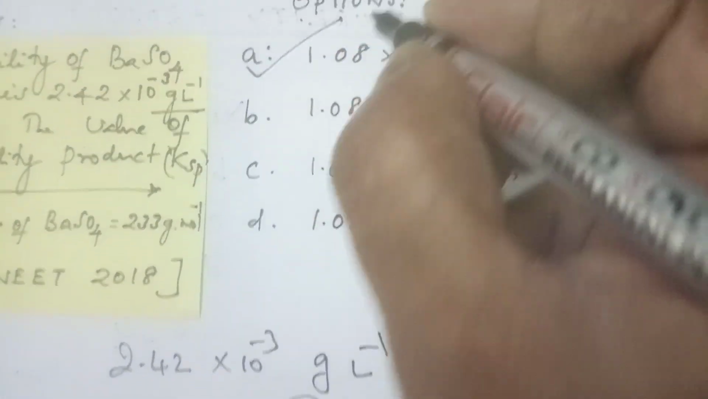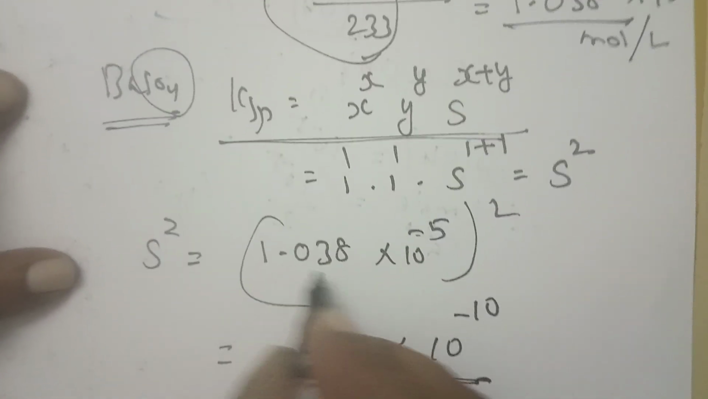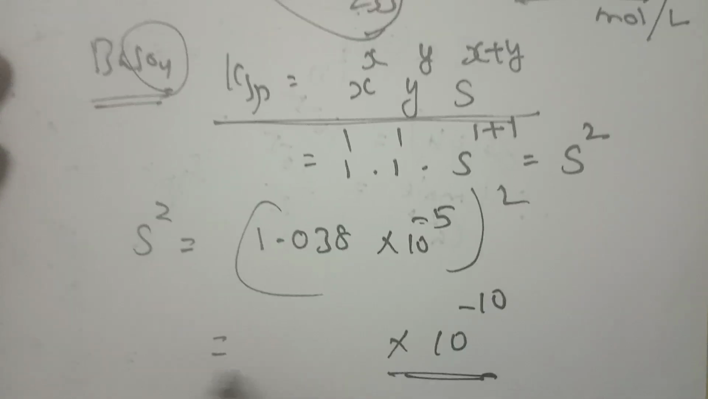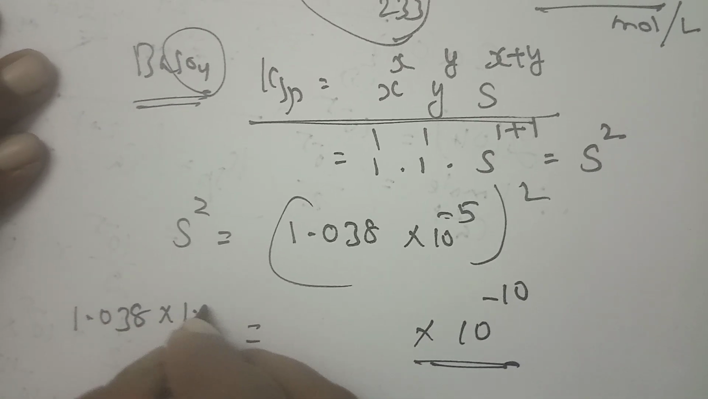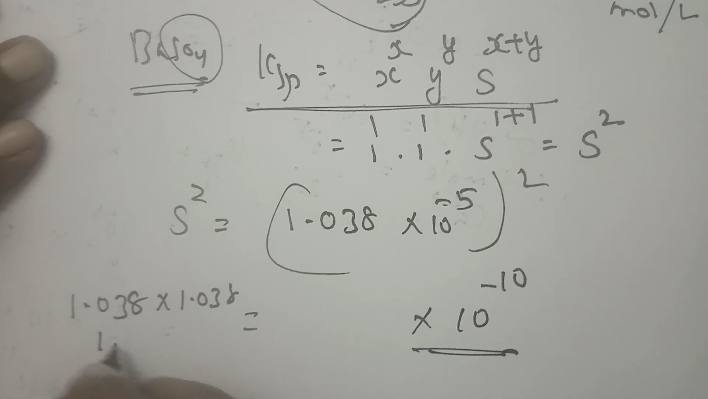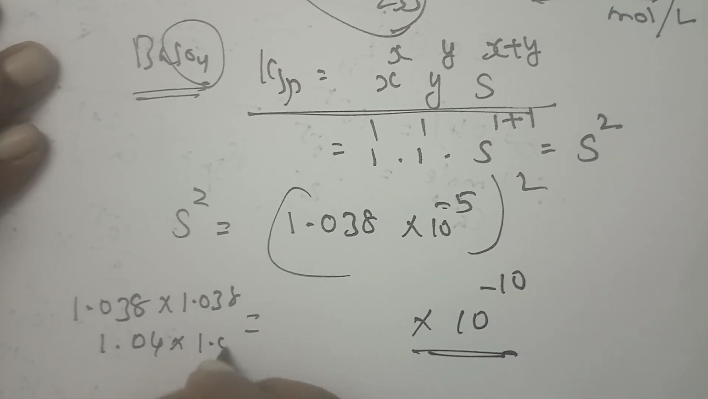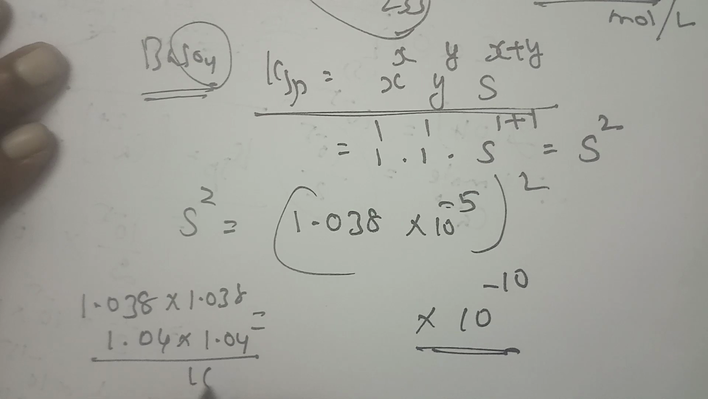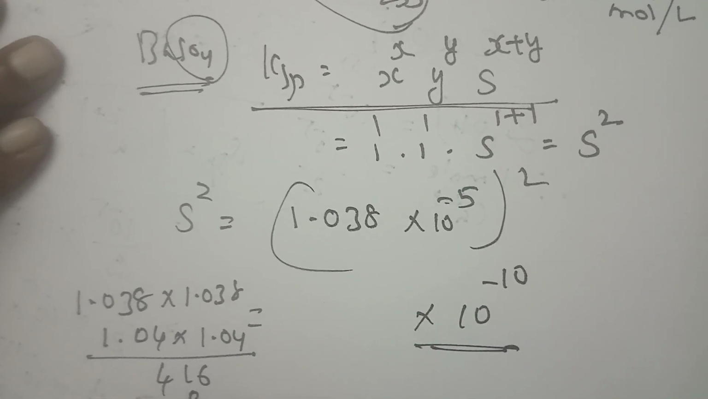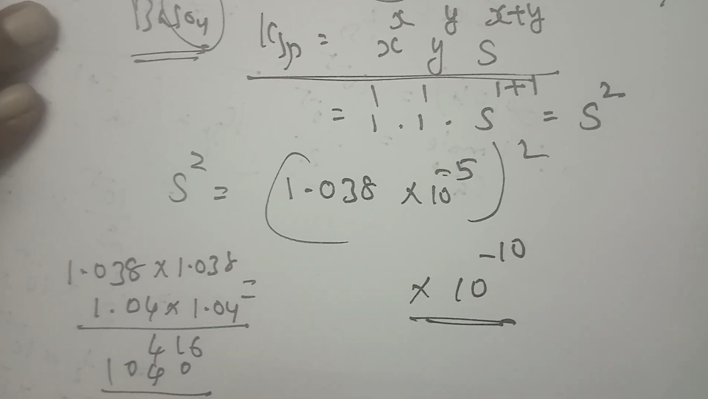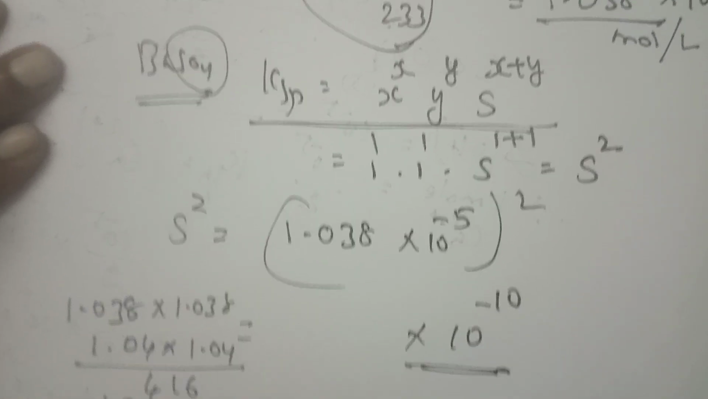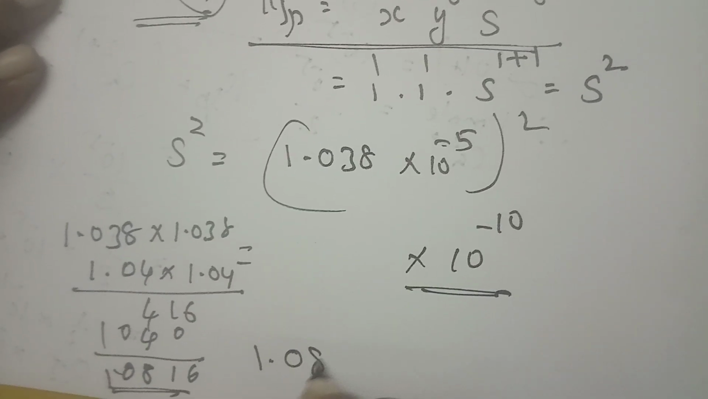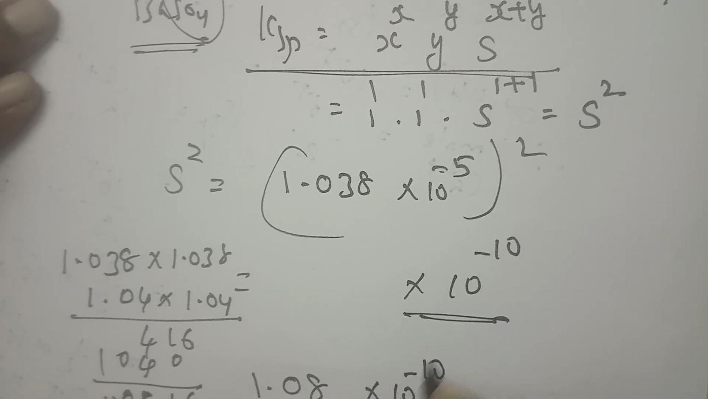I am concluding. For verification you can find out 1.038 into 1.038, or I can go with 1.04 into 1.04. You find out 16 and then 401 or 1801. Here you are getting 1.08 into 10 power minus 10. Like that also you can find out the answer.